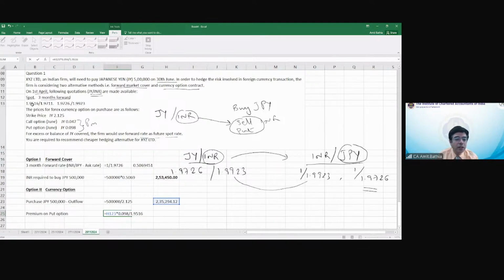Can you re-explain this concept? Why I have to sell Japanese yen for paying premium? Okay, let me put it this way. Let me, 1 minute, just 1 minute, dear. Let me put it this way, so that it is easy for everybody. Because this is an important concept. So, wait a moment. Okay.